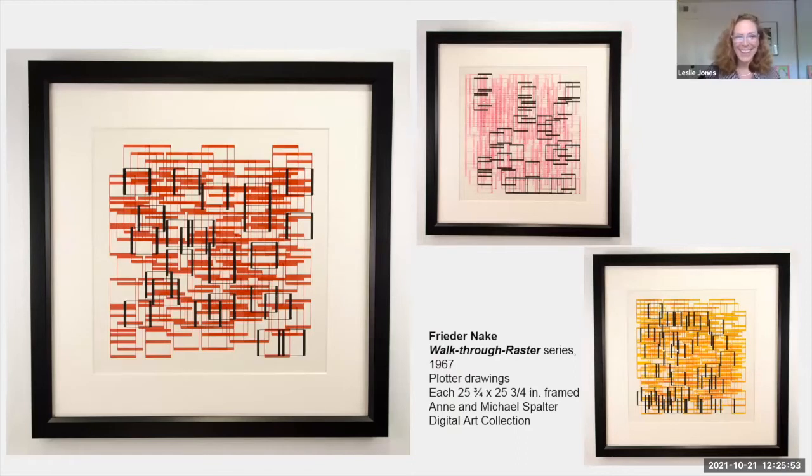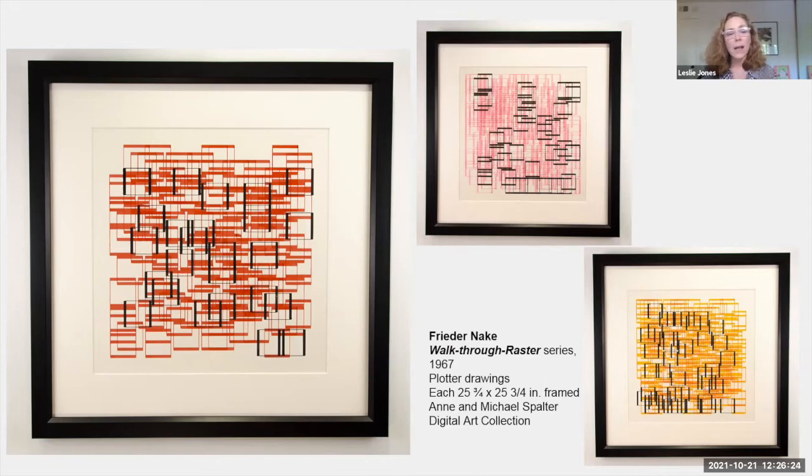Yes. Here we have more plotter drawings by Nake from a few years later, made with his walk-through raster program. Nake could designate the number of squares, but their placement was programmed to be random. And in order to get the two colors, Nake would have had to change the plotter ink at some point in the printing process. Numerous examples were printed from this program, all different, but the possibilities are really infinite.